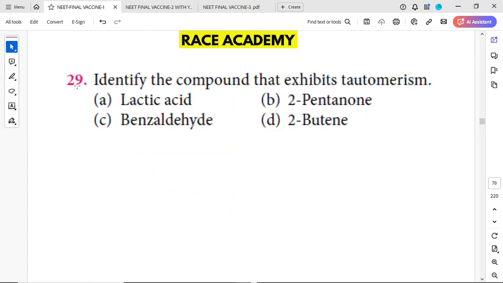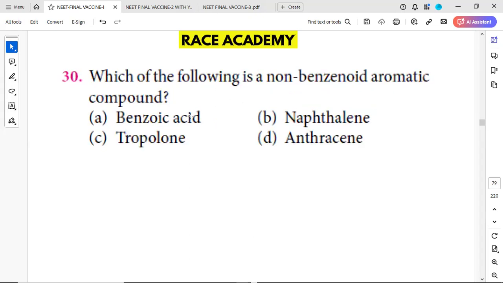Next, 29. Identify the compound that exhibits tautomerism. Tautomerism is a characteristic property of carbonyl compounds, ketones, and ketone-enol tautomerism, ketone-enol isomerism, is possible in ketones. 2-pentanone, we can easily do that one. So alpha hydrogens and saturated carbon are there. They show tautomerism, 2-pentanone is an example, whereas the others don't. So 2-pentanone exhibits keto-enol tautomerism in this question. Second option.